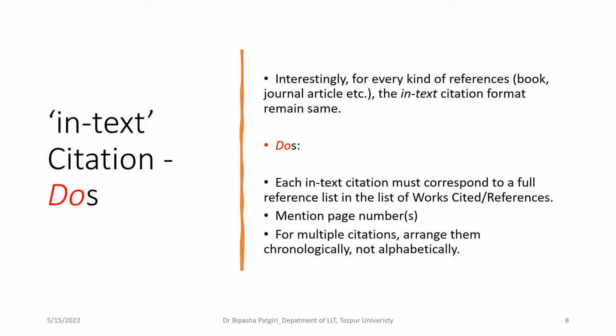The do's of in-text citation. Interestingly, for every kind of reference, be it a book, journal article, newspaper article, authored or edited book, translated book, anything, the in-text citation format remains the same. In-text citation must correspond to a full reference list in the list of works cited or references.